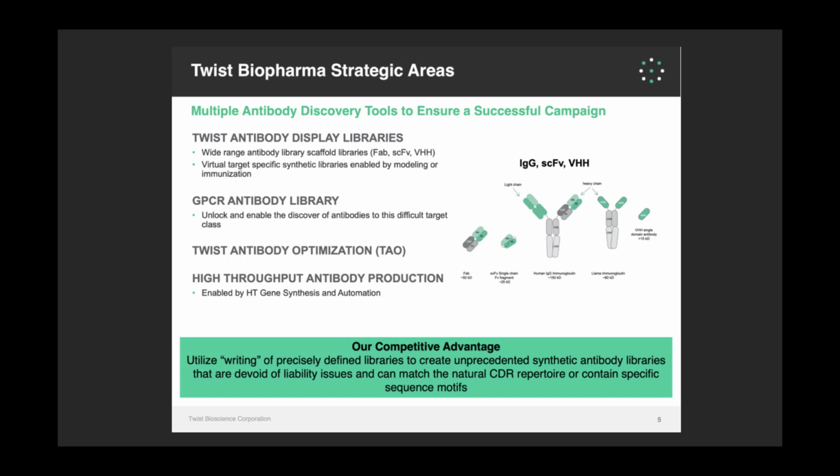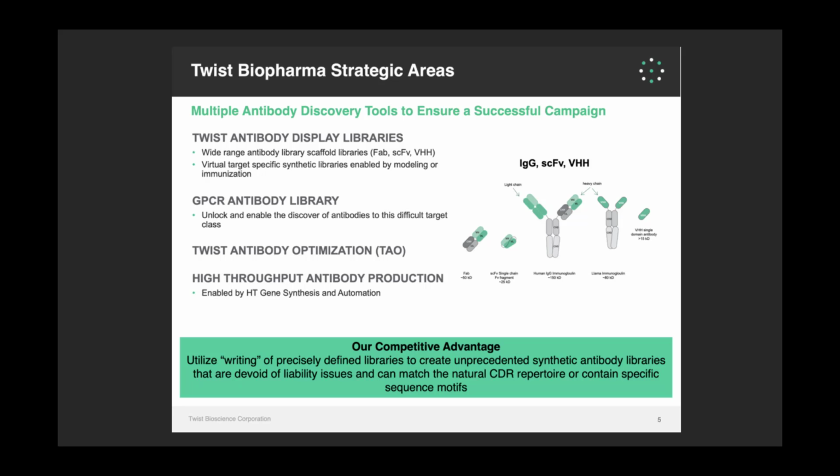So what is the Twist Biopharma vertical within Twist Bioscience? We're basically an antibody discovery and optimization group that utilizes all the fantastic DNA products within Twist to help pharma and biotech discover as well as optimize antibodies. We have two flavors of antibody libraries. The first are general use libraries based on Fab, single chain Fv, or VHH scaffolds. I'm going to talk today about the VHH libraries and how we use them to discover novel antibodies. But we also have a whole series of libraries for difficult to drug targets, which I'm not going to talk about today.